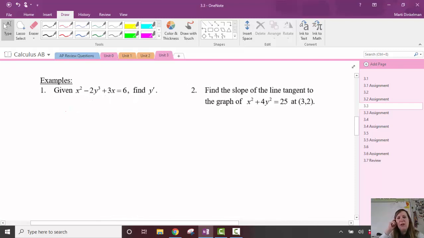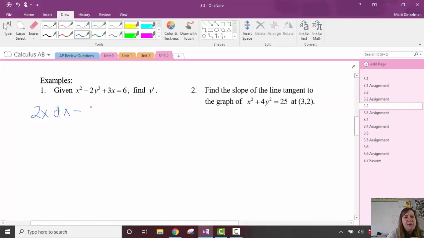The way that you can tell when you have to use this strategy is that the equation has a mixture of x's and y's together, and it doesn't just say y equals. So that's how you know that this strategy is what you need to employ. The derivative of x squared is the same, 2x, but because I took the derivative of an x, we put a dx. That little thing is called a differential, and it just indicates that it's a derivative with x as a variable.